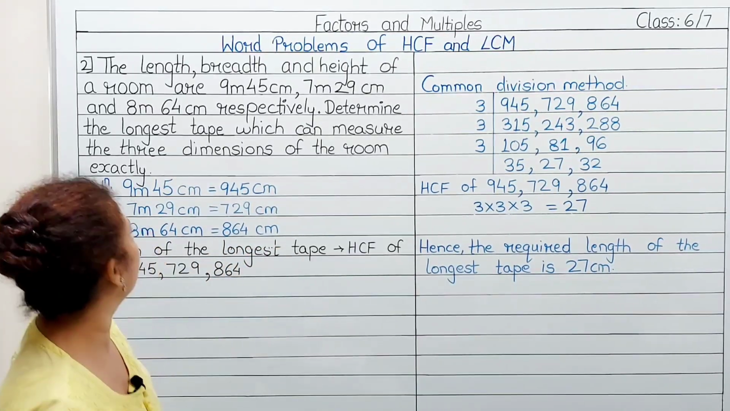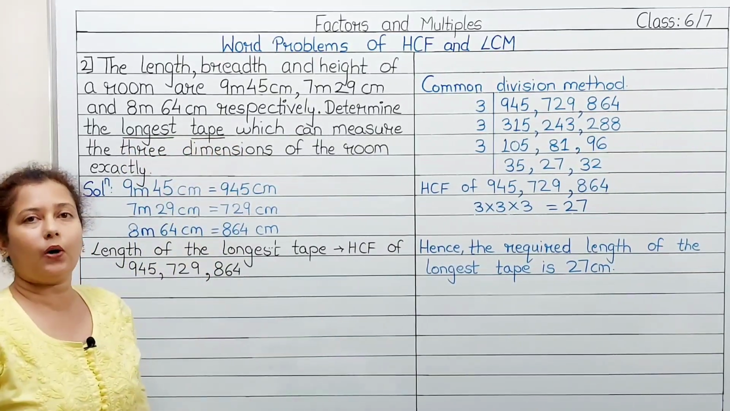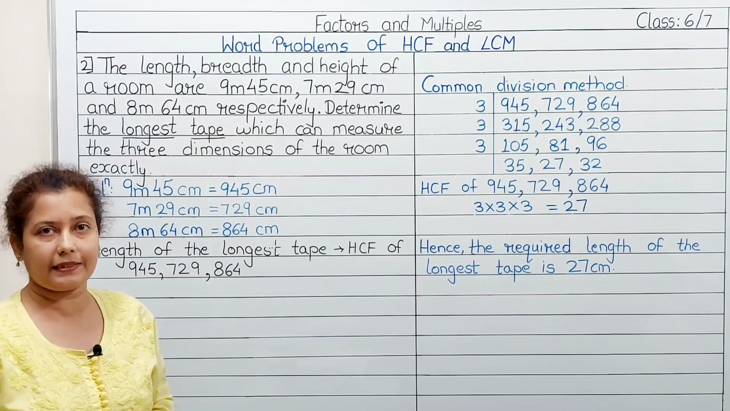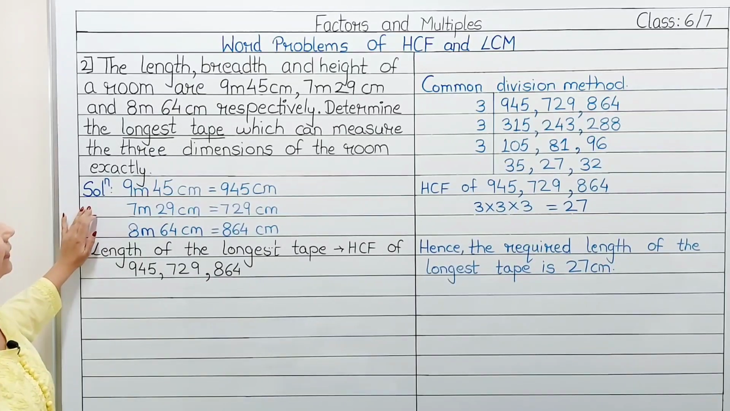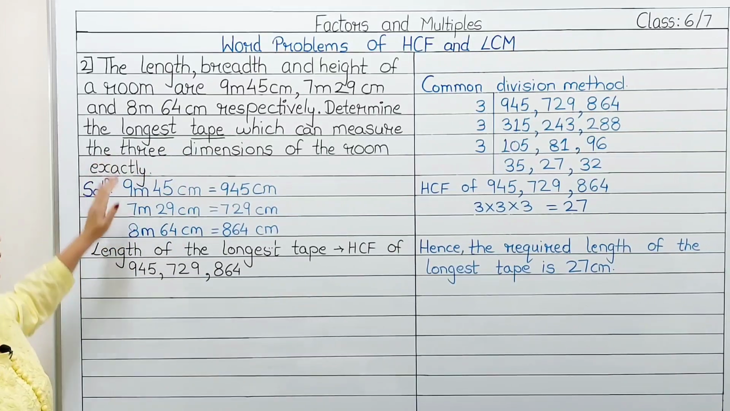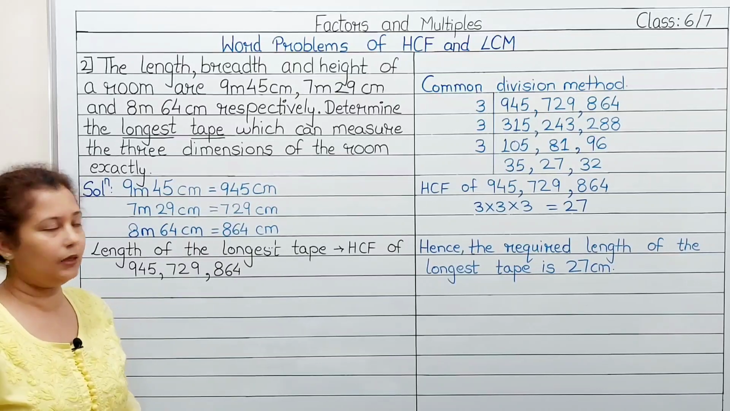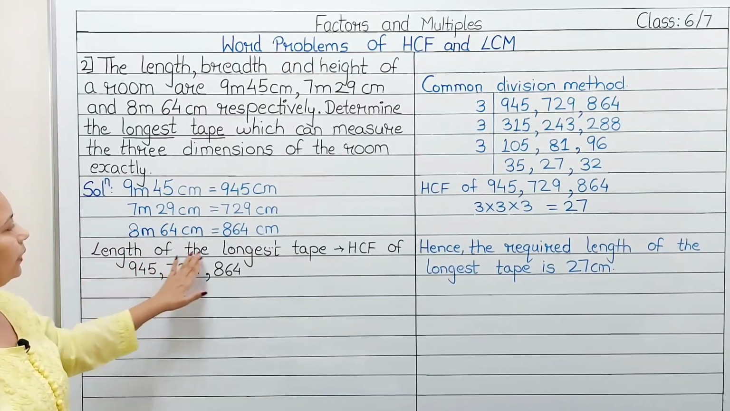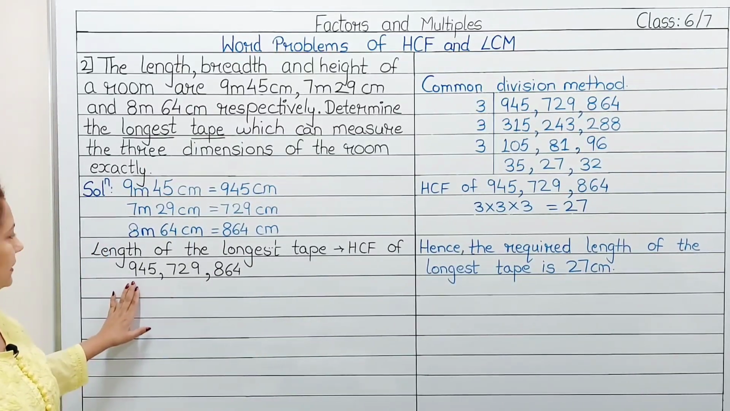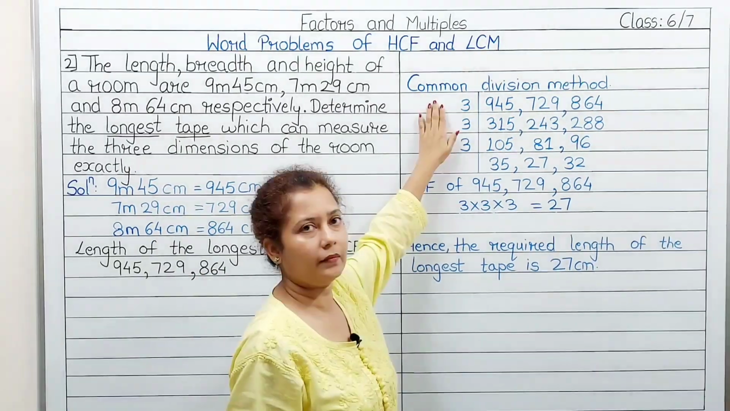Here the key word of this sum is longest tape. So longest again means the maximum or the highest. So it will be HCF. So in this we have to find out the longest tape which can measure all 3 dimensions of the room, that is height, breadth and length. So the length of the longest tape will be the HCF of these 3 numbers, that is 945, 729 and 864.